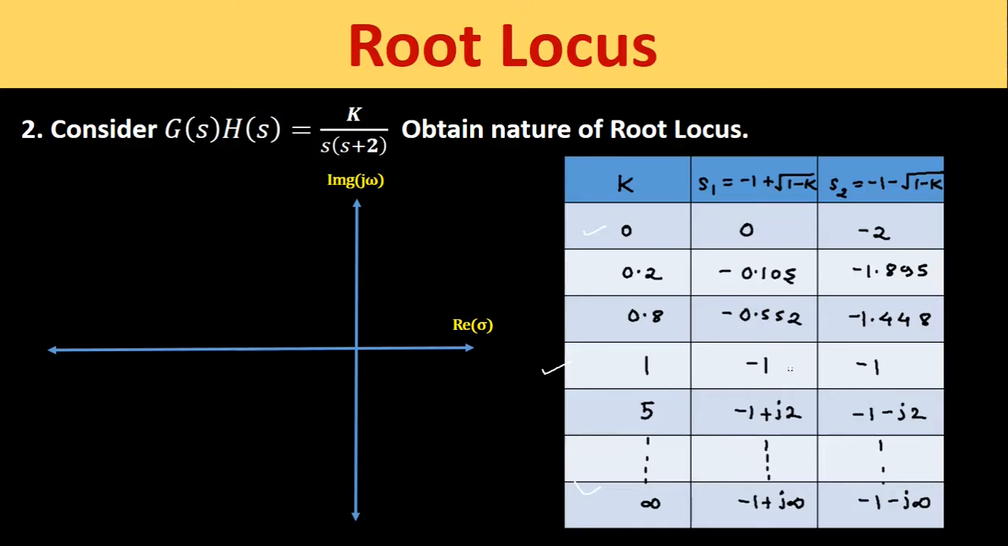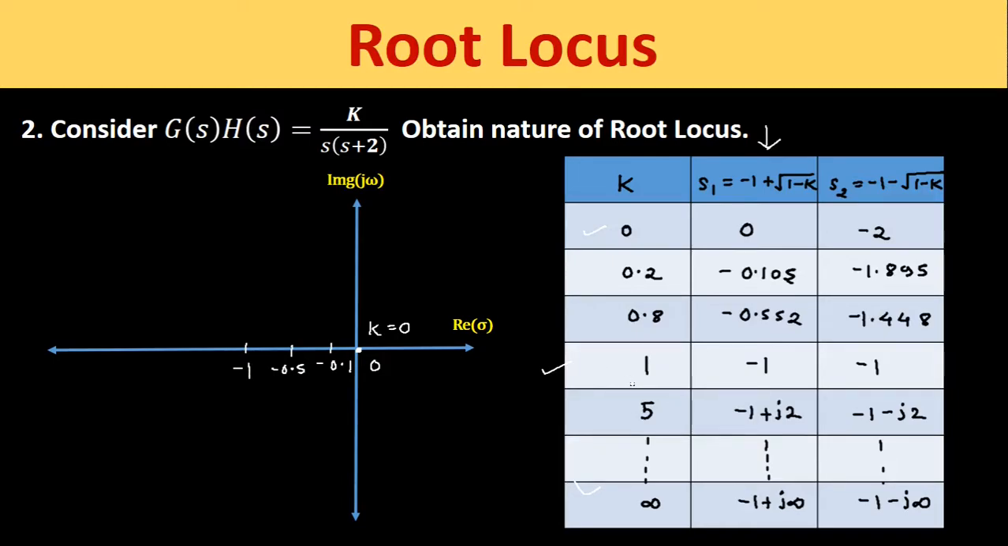Now we have to represent these values of s1 and s2 on this s plane. So first we will take s1. For s1, when K is equal to 0, at that time we get s1 is equal to 0. When K is equal to 0.2 we get s1 is equal to minus 0.1. We are taking approximate values here. Now when K is equal to 0.8 we get s1 is equal to minus 0.5, and when K is equal to 1 we get s1 is equal to minus 1.